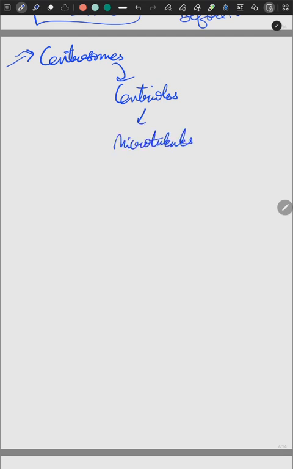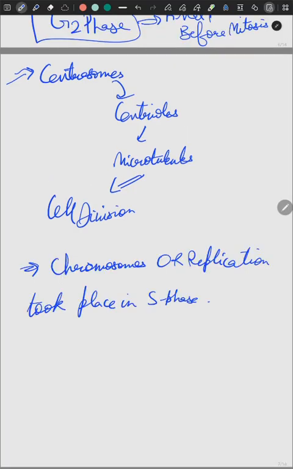Now what will happen here: these centrosomes have two pairs of centrioles. They form microtubules, and furthermore take part in cell division. From here it is a crucial step. The replication of DNA took place in S phase, but the chromosomes are in uncondensed form. They are not coiled up right now, so we cannot see them under the microscope. They are not visible to the human eye right now.